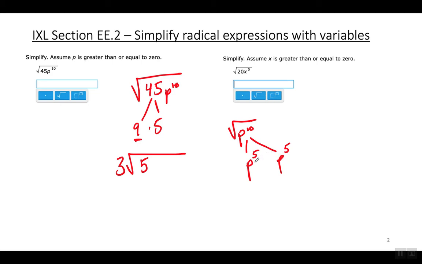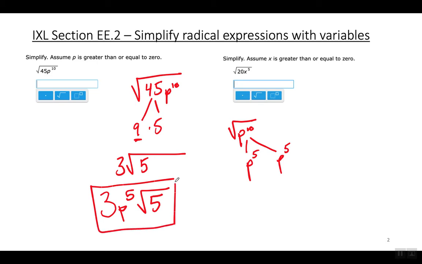When you multiply terms where the bases are the same, like in this case, they both have the letter p, and they have exponents, all you do is add the exponents. So the square root of p to the 10th power would be p to the 5th power. So my answer here would be 3p to the 5th power square root of 5. That's how you would write it.